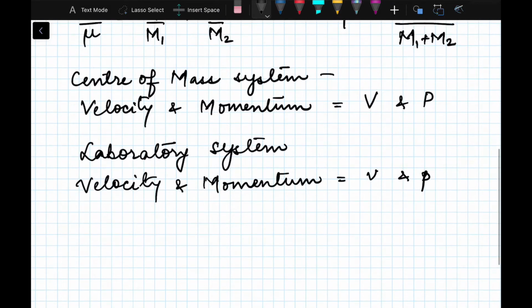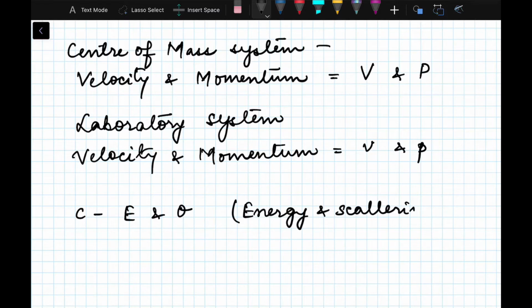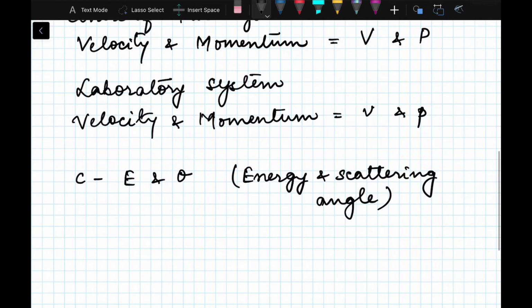Now, when we talk about the energies and the scattering angles in the C system, they will be represented by E for energy and theta for scattering angle, whereas for the laboratory system the energy will be represented by epsilon and the scattering angle will be represented by phi. So for the same parameter we are using two different symbols in the center of mass frame as well as in the laboratory frame.